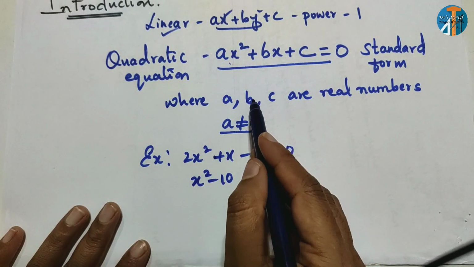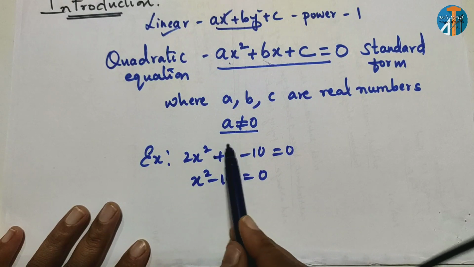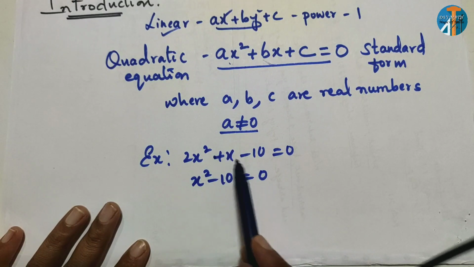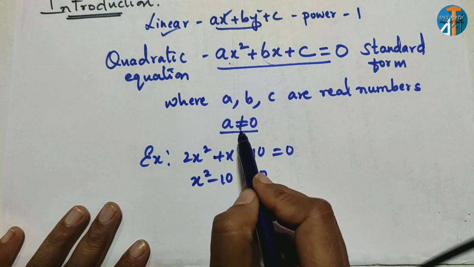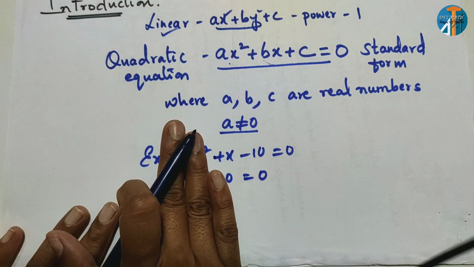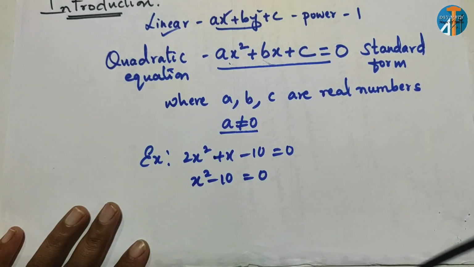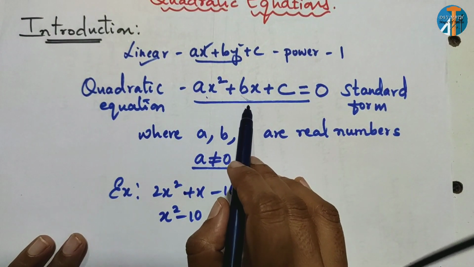Here b can be 0. Remember, here b can be 0. Here you don't have any b, right? In the first example you have b as 1, but here you don't have b. So b can be 0. But the only thing is a is not equal to 0. If a itself is equal to 0, then we will not get the square part, only the linear part. Clear? So this is about the equation of quadratic form.